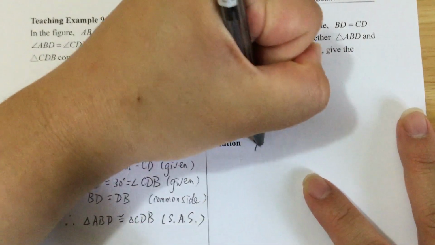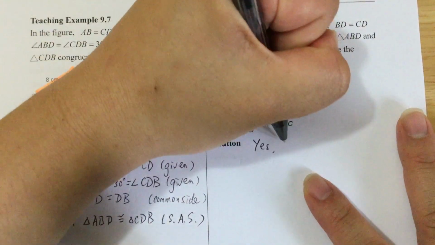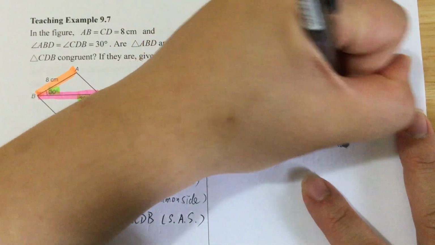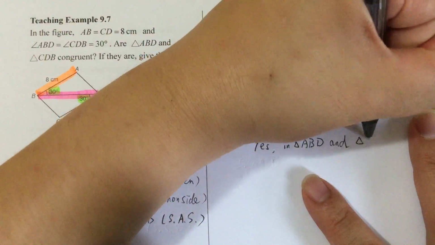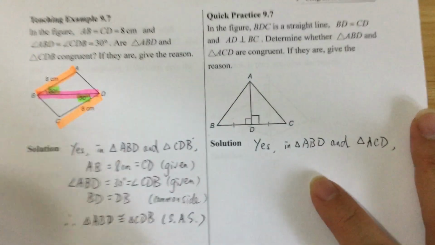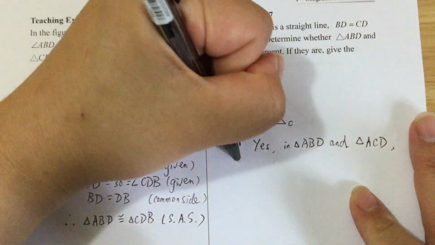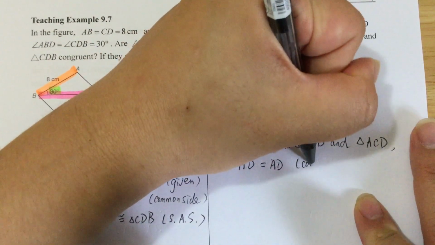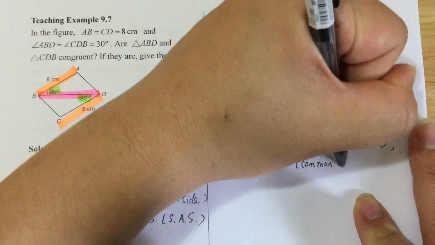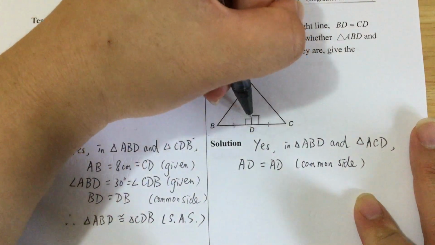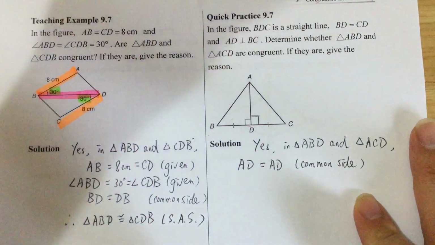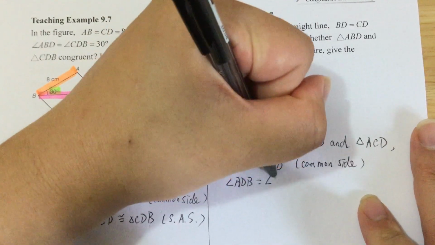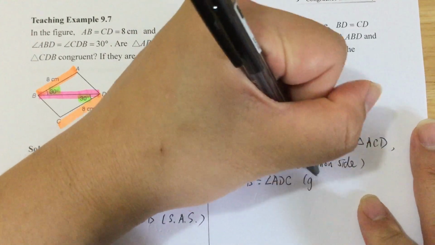So that means, once again, in triangle ABD and triangle ACD, these two conditions, we can say one by one. For example, let me write down AD equals AD first. This is the common side. This is the first condition, S, and then the included angle A is ADB equals ADC. Angle ADB is equal to angle ADC. That one must be given.